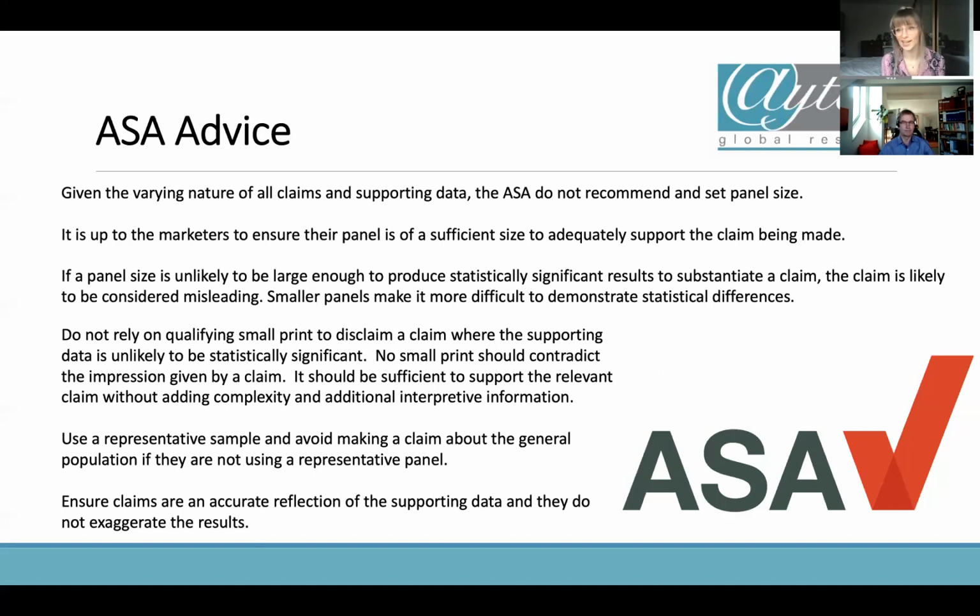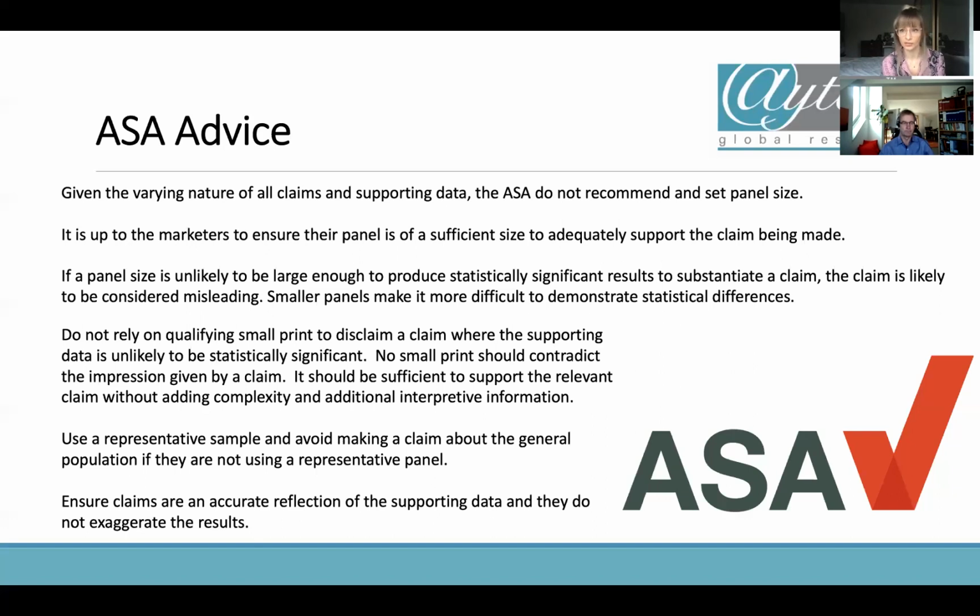But basically, the ASA is not going to tell you. It's up to you to have it right. So if they come up to you, you'll have the evidence there. It needs to be enough to produce statistically significant results, which is what we've talked about a lot today. They need to be statistically significant. So you need to make sure it's got that confidence interval that's very clear, and you haven't got insignificant results essentially, because otherwise it's going to be misleading.